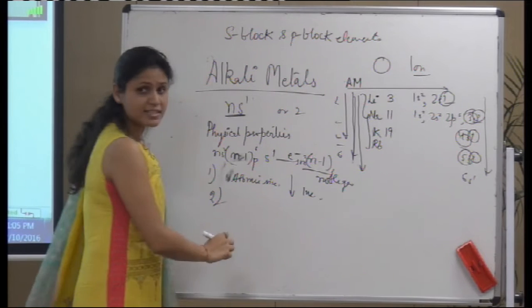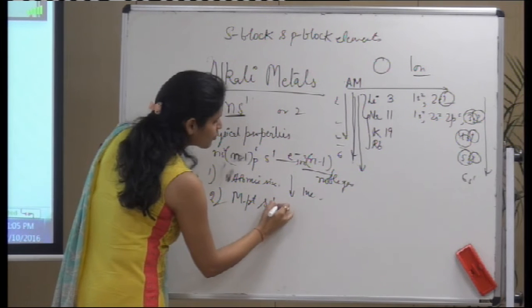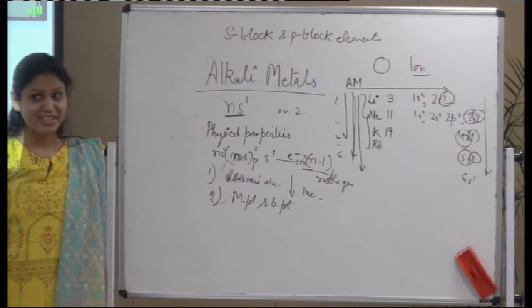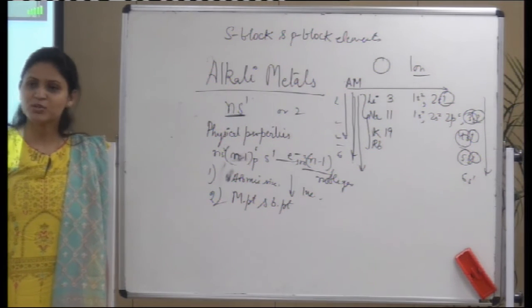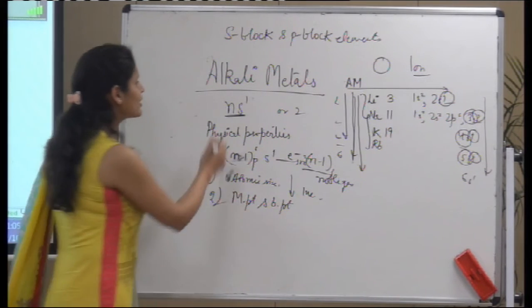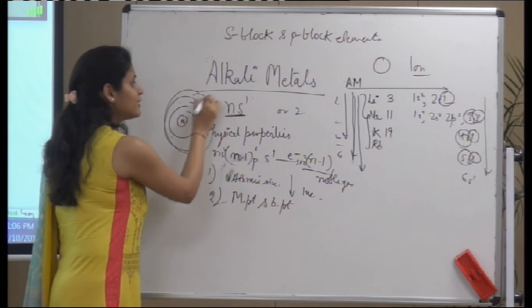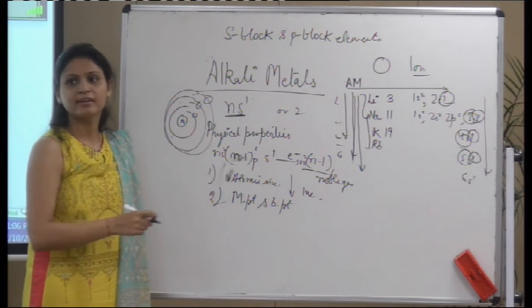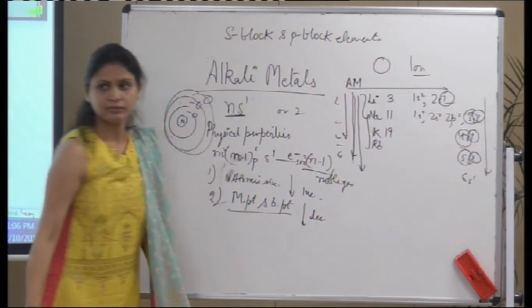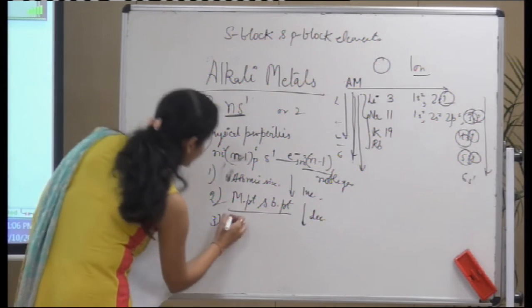The other properties are melting point and boiling point. So what should be the trend for melting point and boiling point? Down the group it should increase or decrease? Increase, are you sure? Why so? No, because the attraction between the nucleus and the electrons is decreasing. That is why the melting point and boiling point will decrease down the group. Okay, clear?